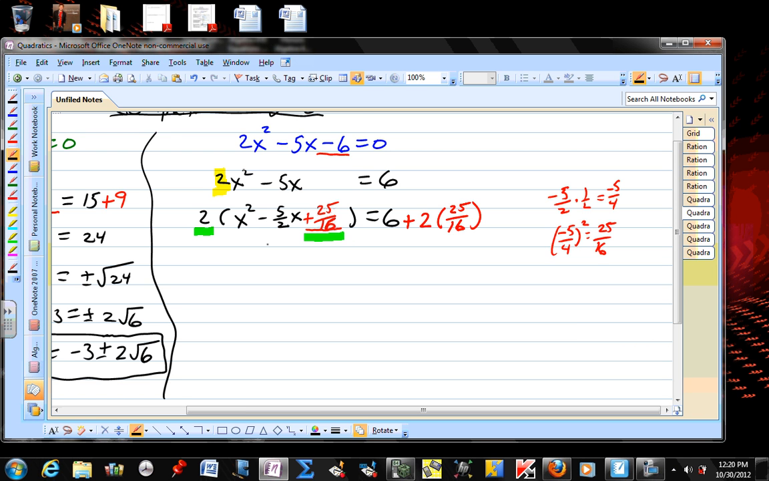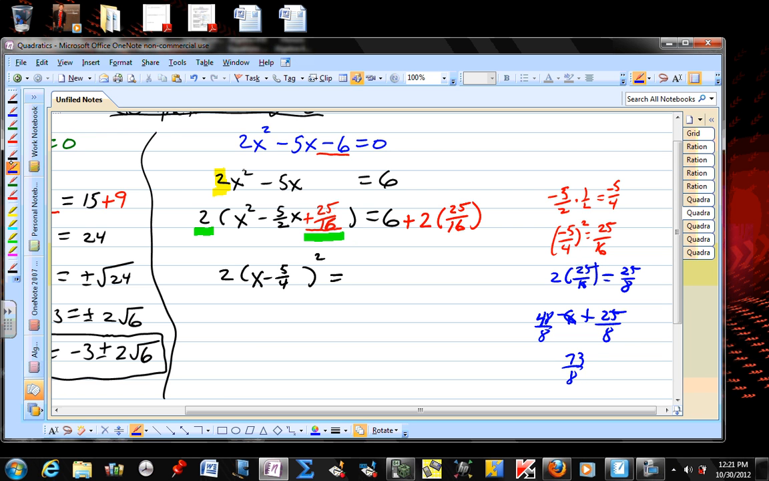Now continuing. The left side of our equation can be written as 2 times some quantity squared. This is going to be x minus 5 fourths. That's our quantity being squared. And on the right side, we've got some work to do. Let's see. 2 times 25 sixteenths, that's 25 eighths. 6 plus 25 eighths. Now to get a common denominator, let's call this 48 eighths plus 25 eighths. If you add those together, you get 73 eighths.